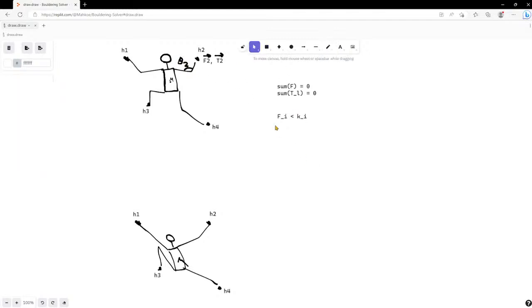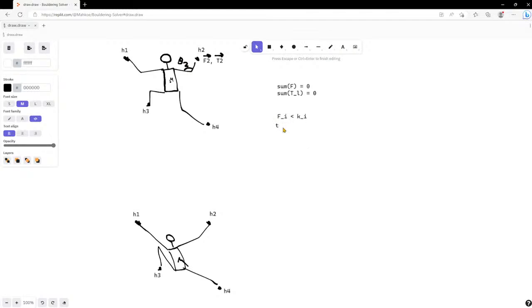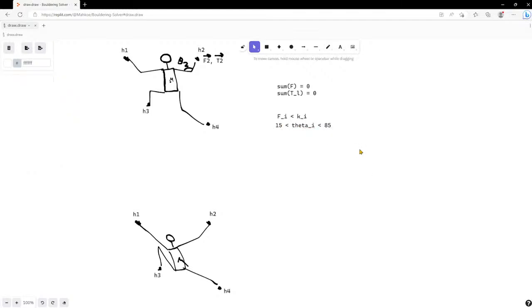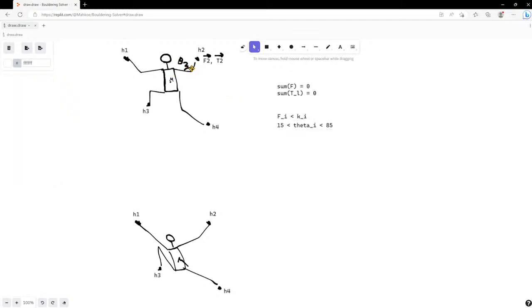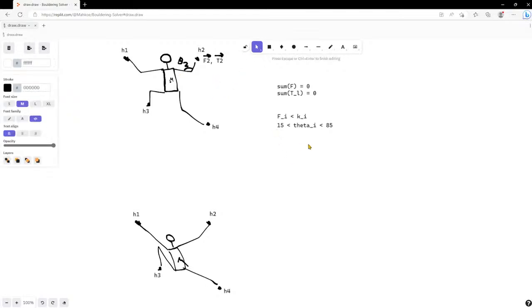Anyway, we could have stuff like θi is in some range. So let's pick some random number: 15 is less than θi is less than 85 or something, right? I have no idea if these numbers make any sense, but the point is you can't bend your arms as freely as you want. We also have that, I'll just write it in words here.